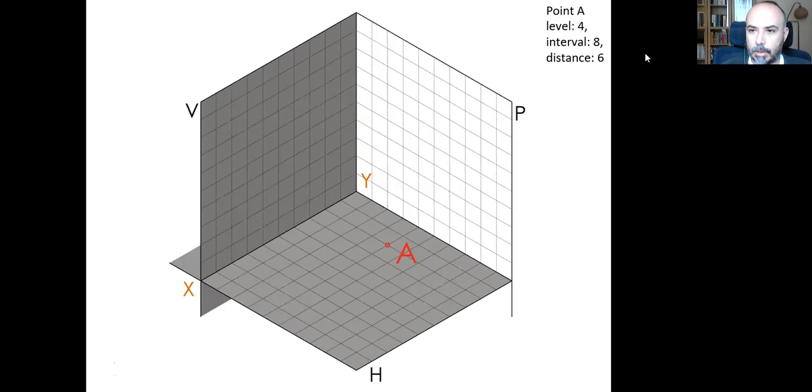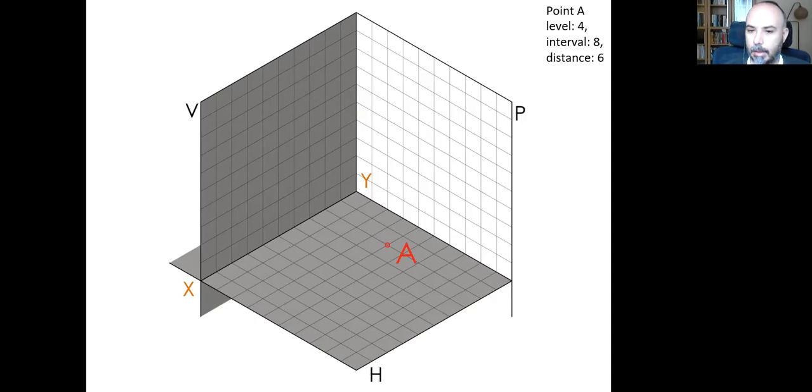Let's look at the actual position of point A. Here we see it in space, and there is our horizontal projection plane symbolized with capital H, the frontal or vertical projection plane symbolized with capital V, and our profile projection plane symbolized with capital P. And we know that level, interval, and distance are the perpendicular lengths to these projection planes.